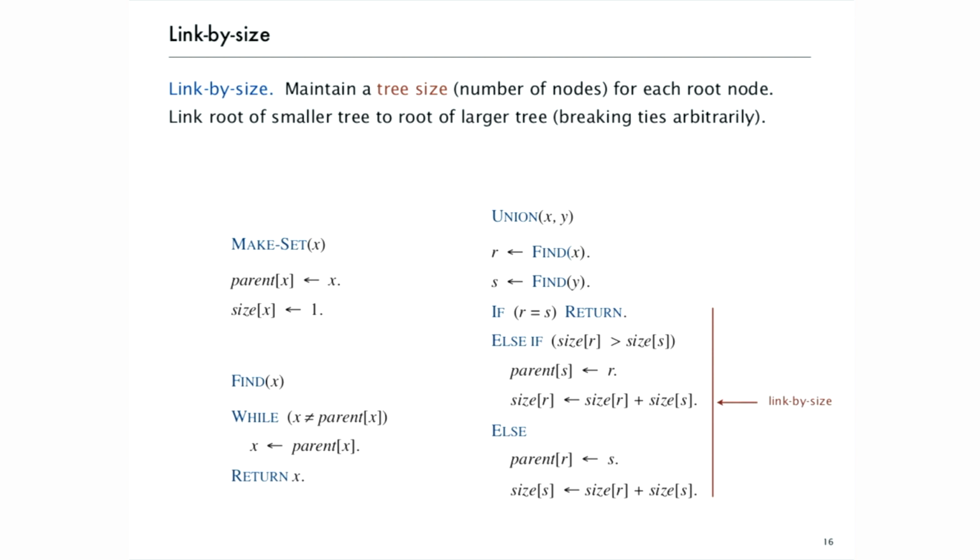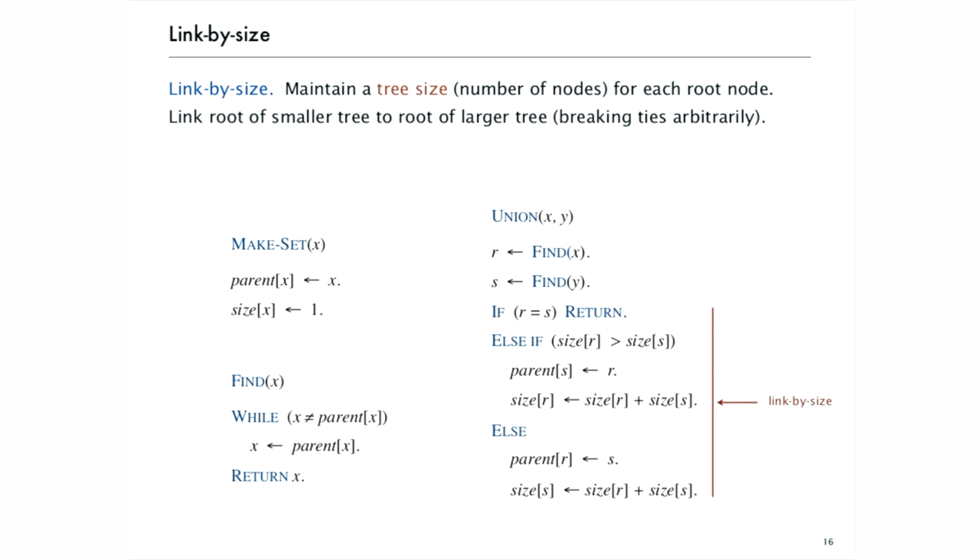What is the caveat? We say R is find of x, S is find of y. If R equals S, then just return. Maybe what happened is that I gave you x and y, but they might belong to the same set. So what should union return? If R equals S, just return.